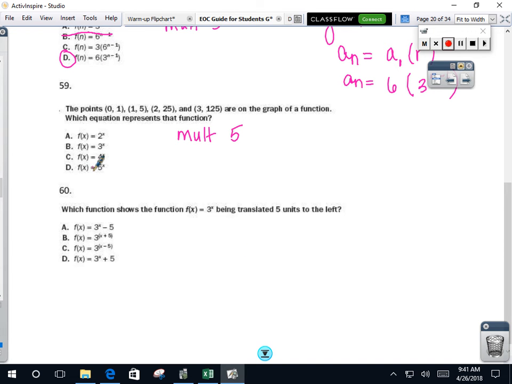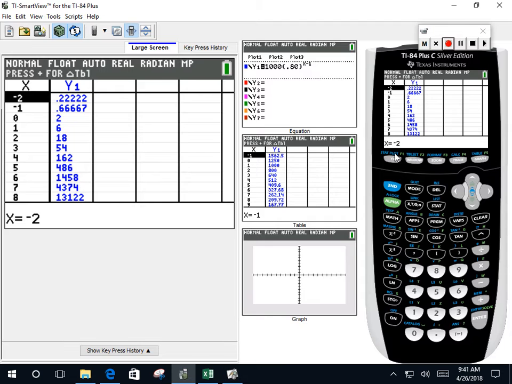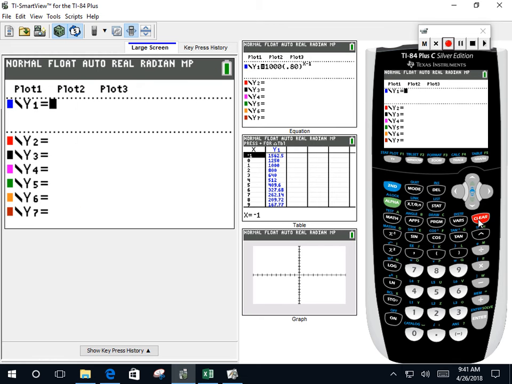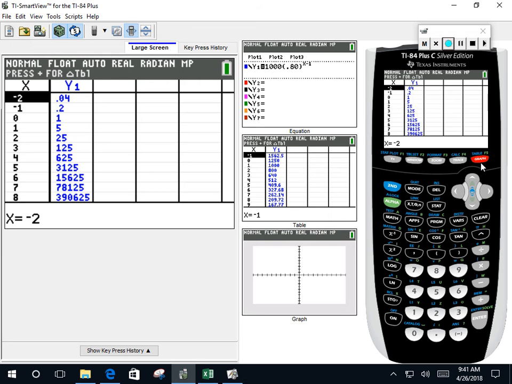D. Y equals 5 to the x power. And if you don't know that, if you can't figure out a pattern or remember to look, just graph all 4. Then go to the table, and they gave us the point 0, 1, which is there, 1, 5, which is there, 2, 25, 3, 125. So this is obviously D.